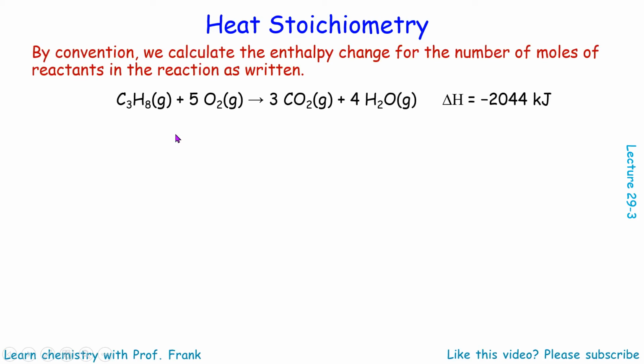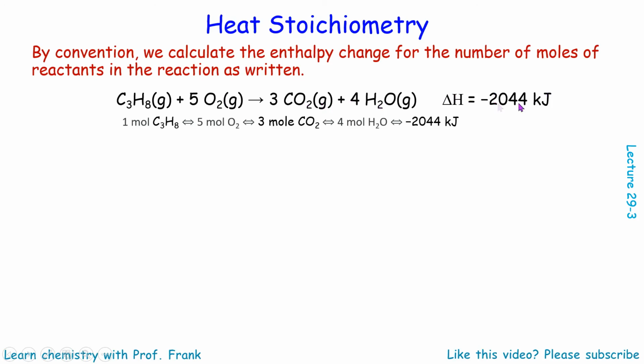Heat stoichiometry. Let's take a look at this reaction. That's propane reacting with oxygen. Delta H is negative, which means it's an exothermic reaction, giving off heat. We already learned previously that this tells us 1 mole of propane is equivalent to 5 moles of oxygen, 3 moles of CO2, and 4 moles of water. That's what this part tells us.